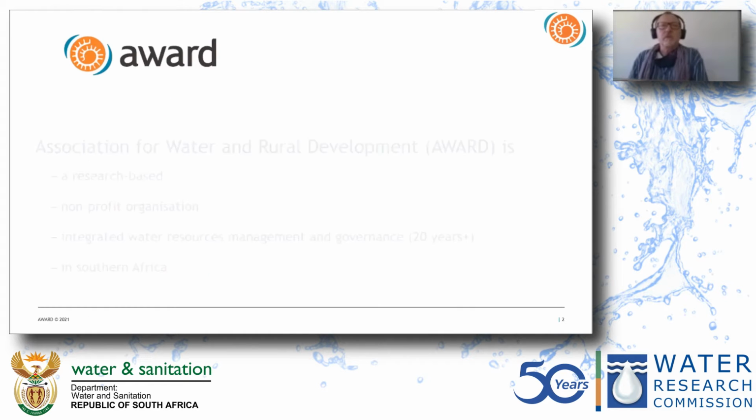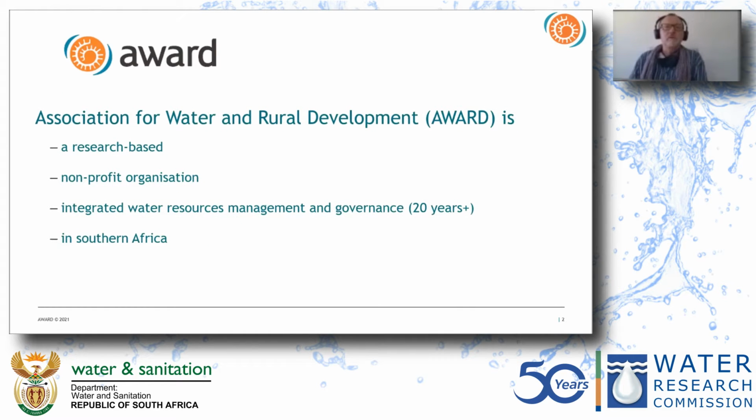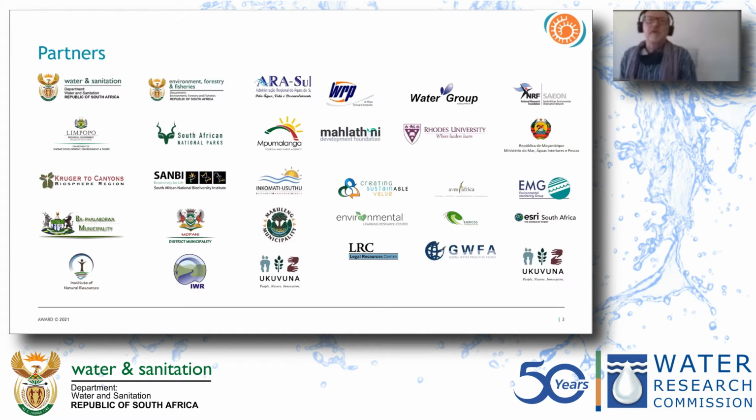So just to start off and introduce who we are, the Association for Water and Rural Development is AWARD. We're a research-based non-profit organization. We focus on integrated water resources management and governance, and we operate in the Southern African context, although we do work more widely globally. These have been some of our partners over the years, and some of the work I'm going to share with you draws on some of these programs that have occurred historically in our area.